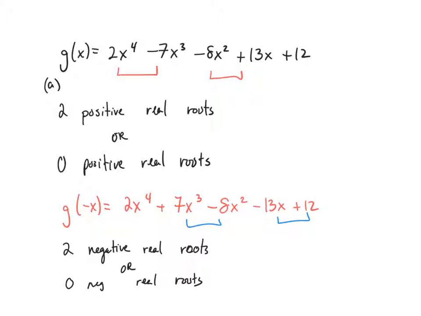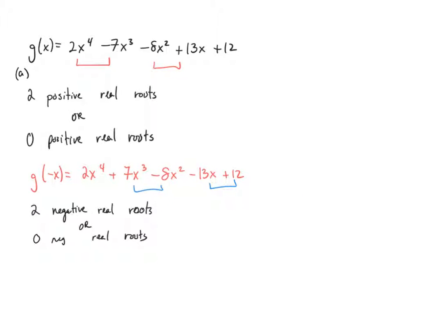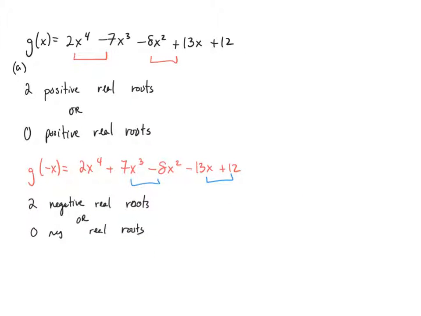Okay, that's part A, Descartes' rule of signs. Part B says to list all the rational zeros. Okay, so is this where P over Q comes into play? Yep. So P over Q, we got a lot of them here, right? I would do all of the P's over 2 and then all of the P's over 1, since Q could only be 1 or 2, right? Because P could be multiple things.